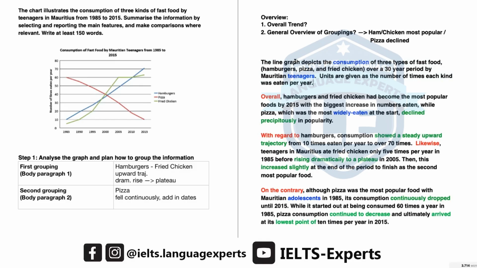So it says, the line graph depicts the consumption of 3 types of fast food, hamburgers, pizza, and fried chicken, over a 30-year period by Mauritian teenagers. Units are given as the number of times each kind was eaten per year.